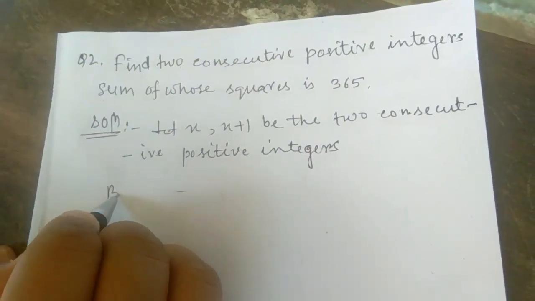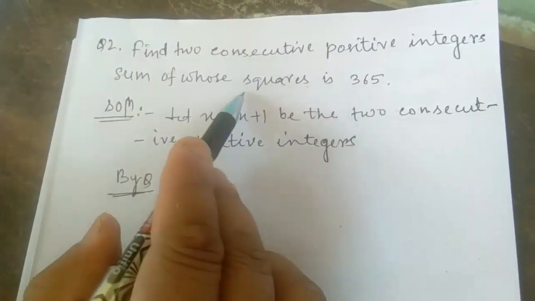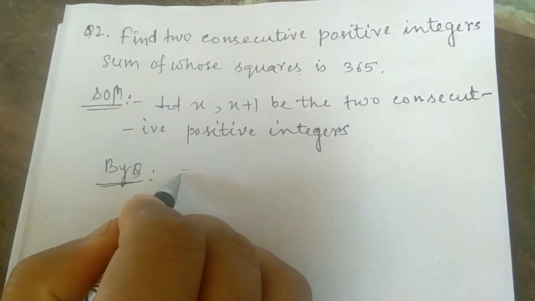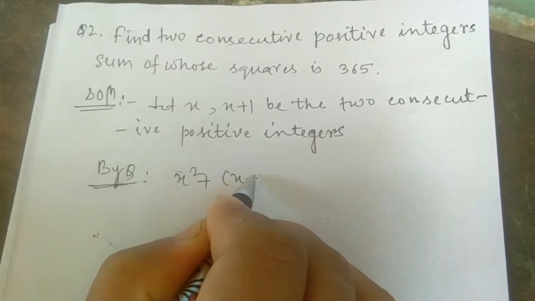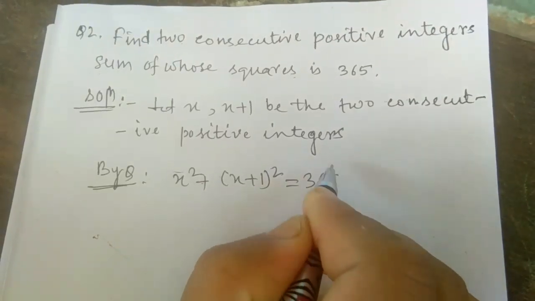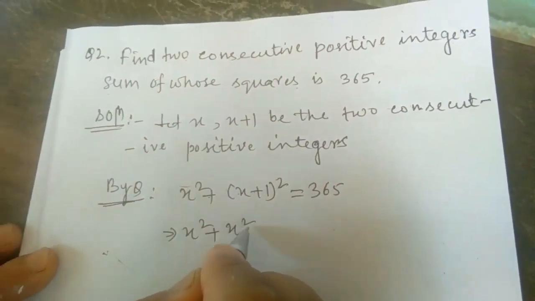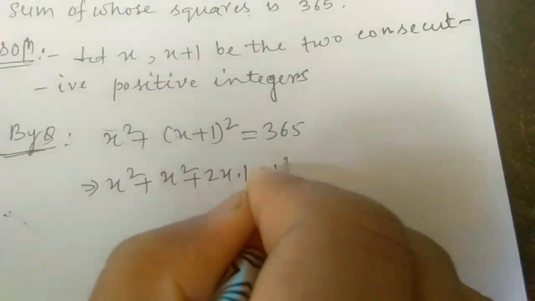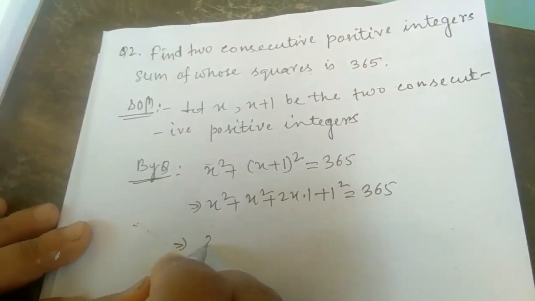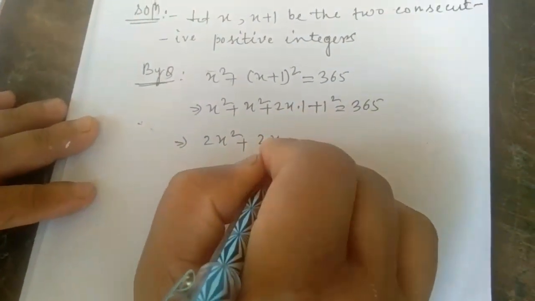Now, by the question, the sum of whose squares is given, that's why we separate the squares like this. Squares are given, you see this one, squares. So sum means plus, so x square plus (x plus 1) whole square equals 365. Expand using the formula (a plus b) whole square equals a square plus twice ab plus b square. So x square plus x square, twice x square, plus 2 1s are 2, twice x, plus 1 square means 1, 1 1s are 1.